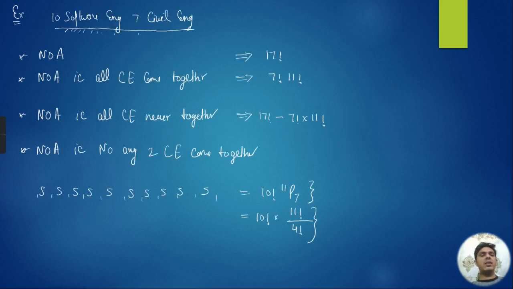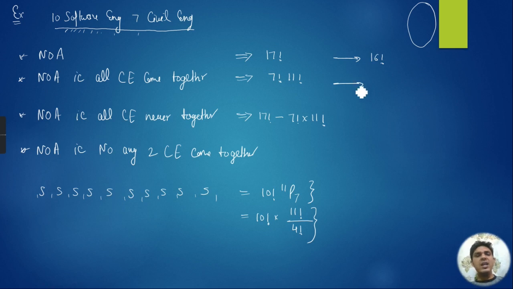Coming to the second question, 10 software engineers, 7 civil engineers. Now I have to arrange in a circular manner, right? First of all, the question is number of arrangement without any condition. So students, as we know that we are given with 17 objects. So 17 objects can be arranged in a circle in factorial 16 ways.